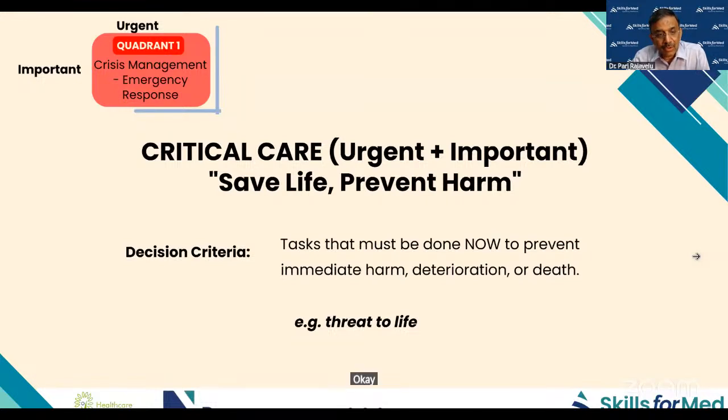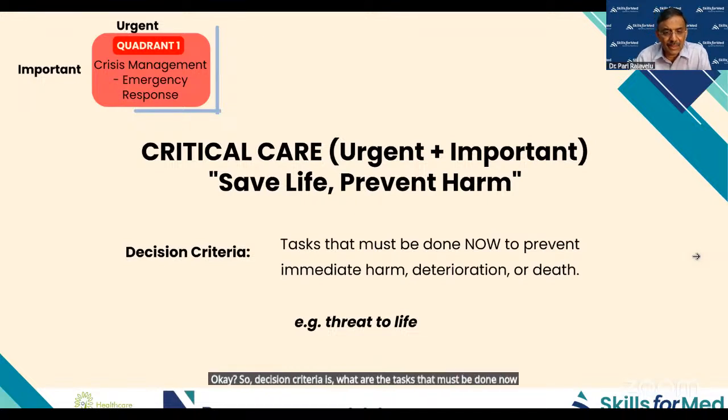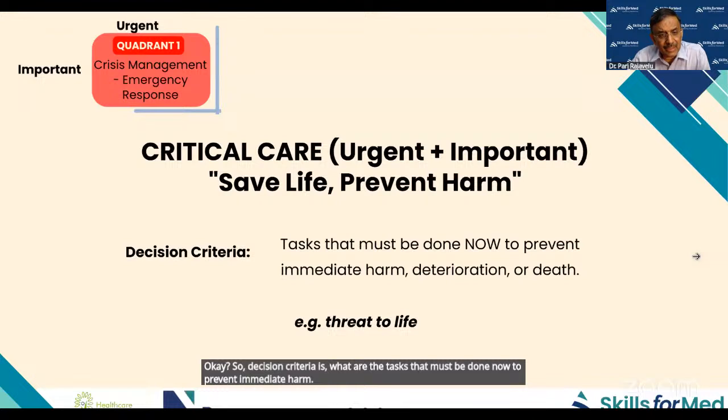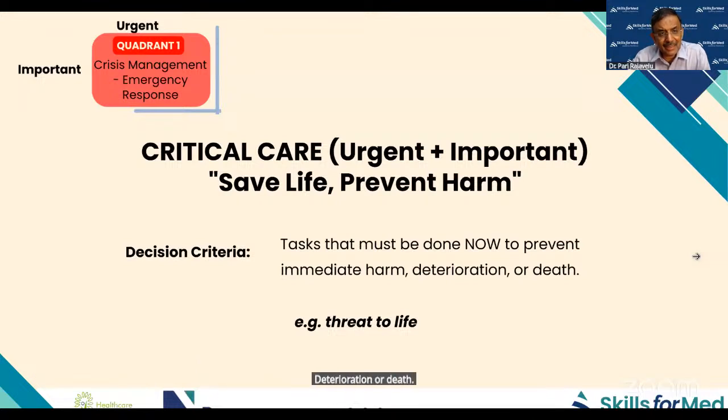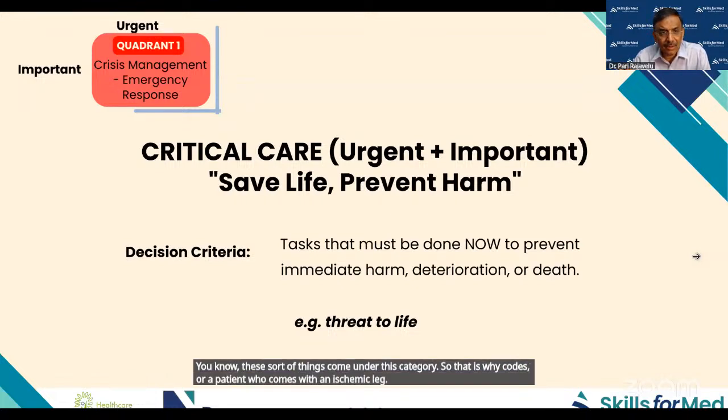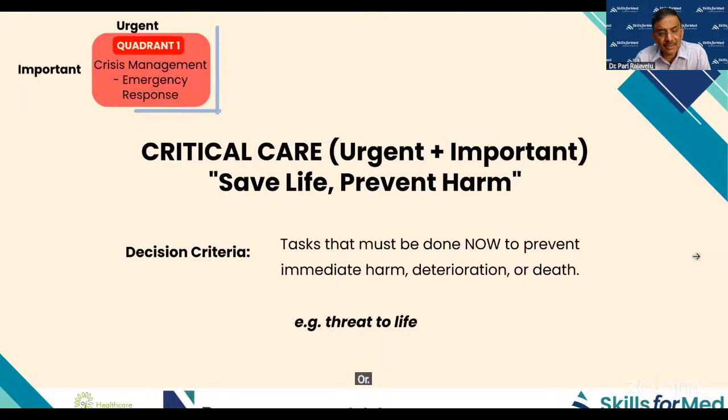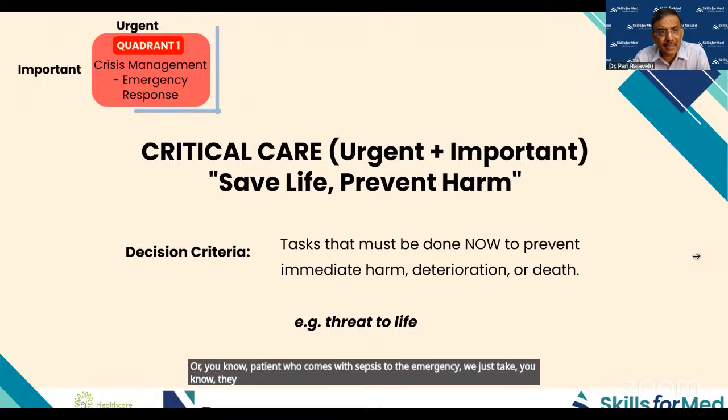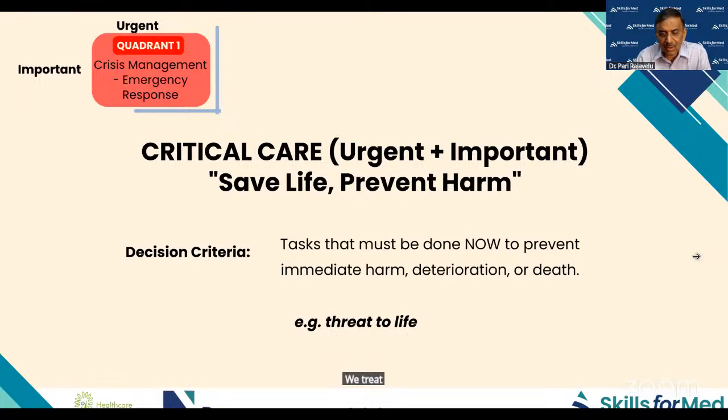So the decision criteria is, what are the tasks that must be done now to prevent immediate harm, deterioration, or death? So any threat to life, threat to a limb, these sorts of things come under this category. That is why codes, or a patient who comes with an ischemic leg, or a patient who comes with sepsis to the emergency, they take priority and we treat them. So this is quadrant one. Next slide.